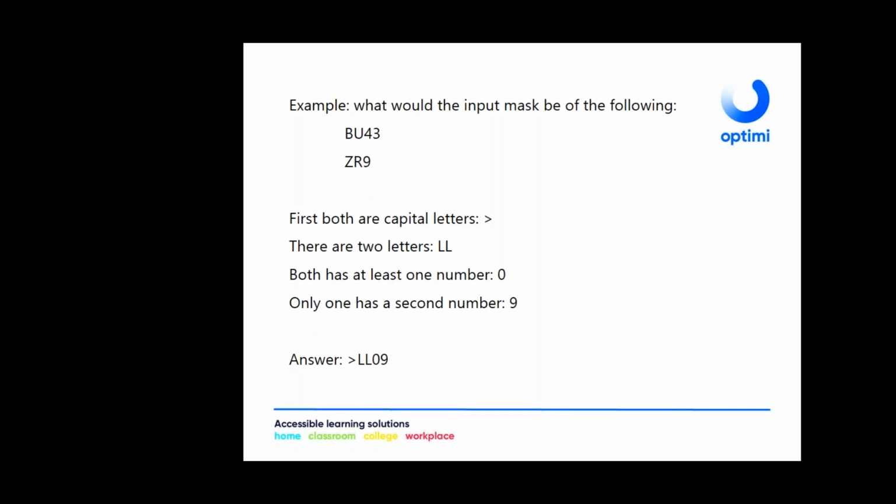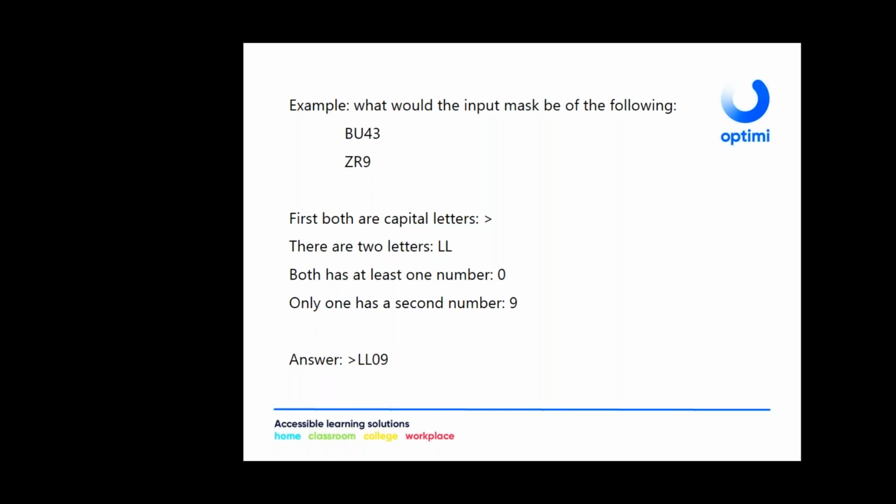And the format means it must be capital letters, there must be two letters, there must be at least one number and maybe a second number. So you don't type in the code itself, you type in the format of the codes. Does that make more sense? Oh, so you mean like B would be the lowercase, like that?